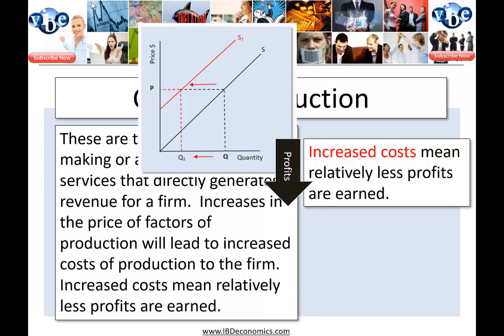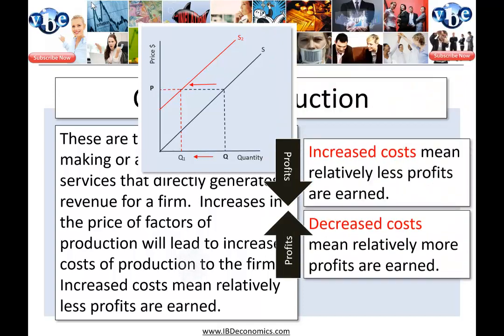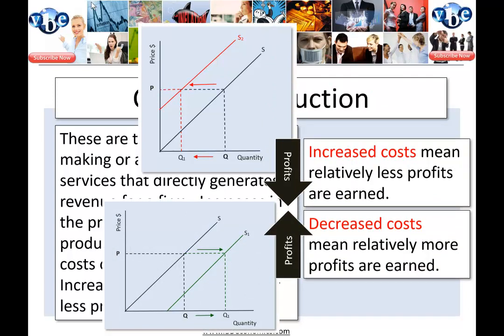The supply curve will shift to the left, indicating a decrease in supply. Decreased costs mean relatively more profits are going to be earned, and the supply curve is going to increase because this good or service becomes relatively more profitable to produce.